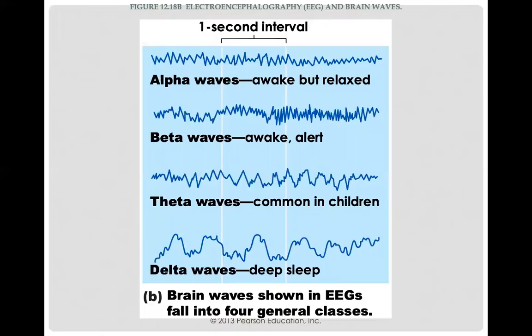Here's a picture of what these four waves look like. Keep in mind again, you're looking at the amplitude and frequency of the waves, and alpha, beta, and delta are seen in adults, but theta waves are typically associated with children.